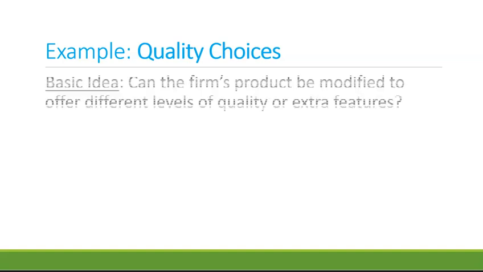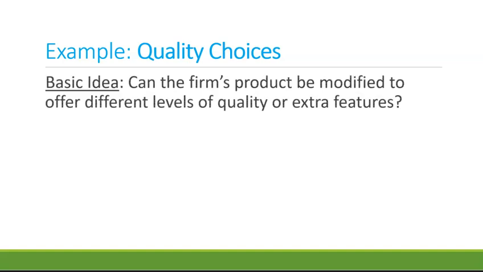A familiar one is what we'll call quality choices. That is, the firm can offer a product, but that product can have different levels of quality or different features associated with it. So you could have the basic product, and then you could have enhanced versions of different kinds.